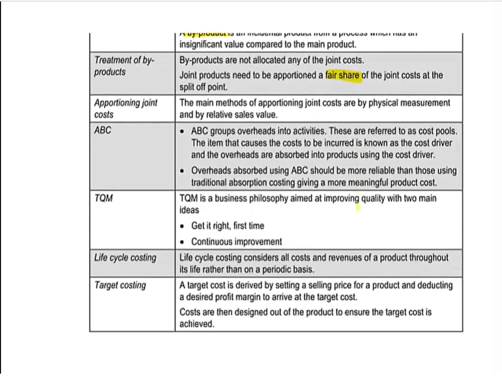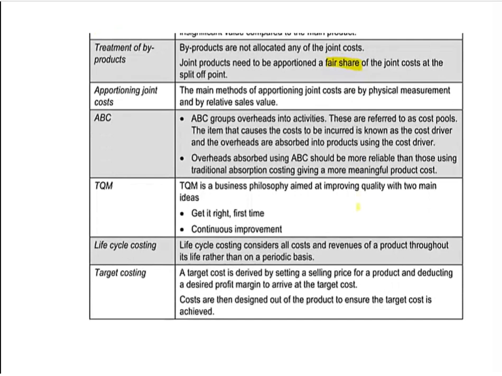We then had a look at some modern costing techniques, and for these 4 techniques you're not going to be required to do calculations at F2. That comes later on in your ACCA studies, but you do need to know what we mean by them. So with activity-based costing, we are looking at grouping our overheads together into different activities or cost pools and identifying what it is that causes those costs to be incurred. And that's known as a cost driver.